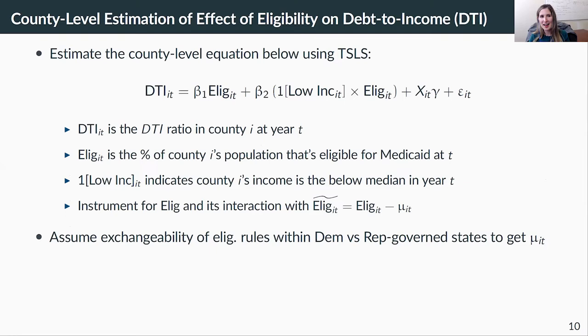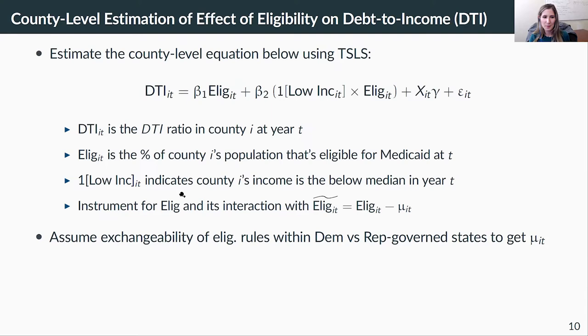All right. So formally, what am I going to estimate? This is the second stage equation for the two-stage least squares estimation. I'm interested in the causal effect of a percentage change in the eligible population for Medicaid on DTI, the debt-to-income ratio for county i at some time t. I'm also going to flexibly allow this to differ for counties that are low income, which here corresponds to below median income counties. One reason for that is that most of the effect, perhaps not surprisingly, is going to play out in these low income counties.